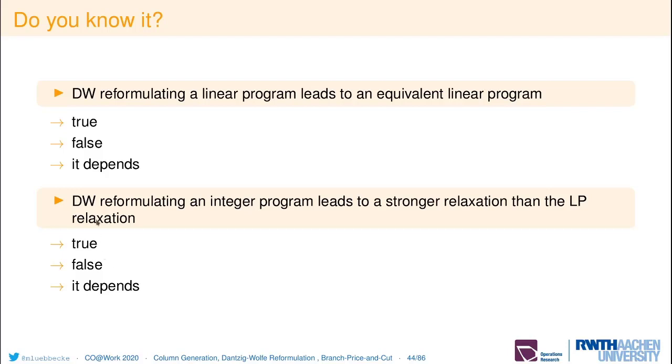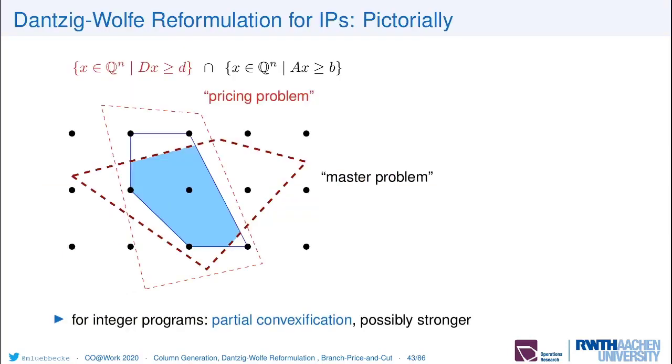So the answer to the first question is, of course, true. This is what we repeated several times now. The Dantzig-Wolfe reformulation of a linear program is always an equivalent reformulation. Yes, that's true. And for the second, maybe you are tempted to say yes as well, because if you look at this picture here, the reformulation when the subproblem is an integer program and you solve over the convex hull of the integer feasible points, this gives me a stronger relaxation. You are tempted to say that's true as well.